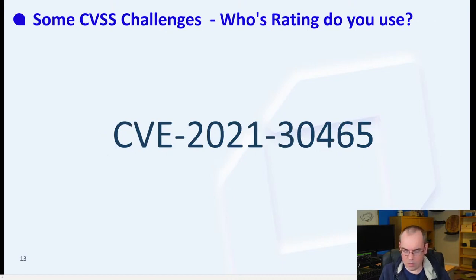And the last one, this is one I just came across fairly recently. Whose rating do you use? Because different bodies will rate the same vulnerability differently, which again shows that CVSS scores are subjective. Otherwise you would get the same rating if it was objective, but if it's a matter of opinion, then different people will have different opinions. This one is CVE-2021-30465. This is a vulnerability in runC.